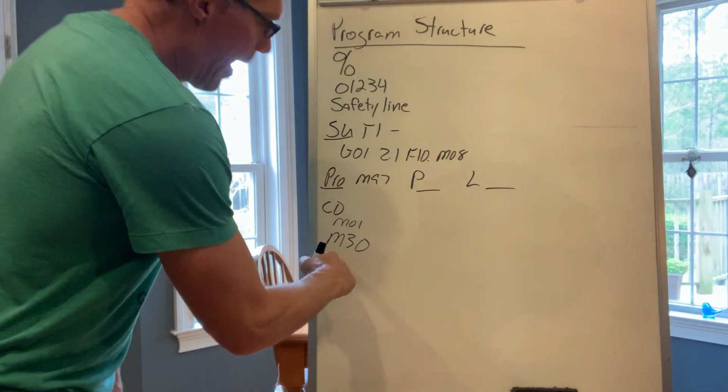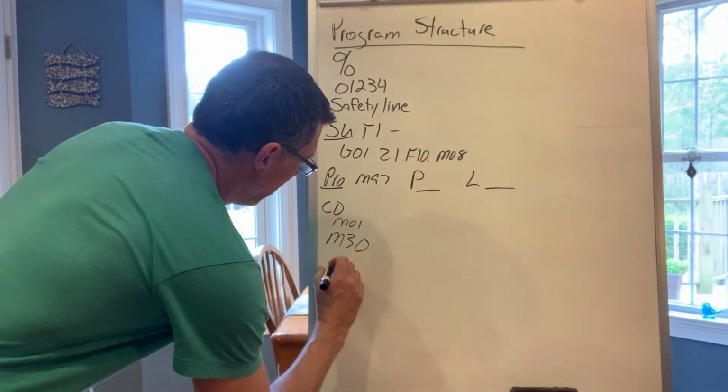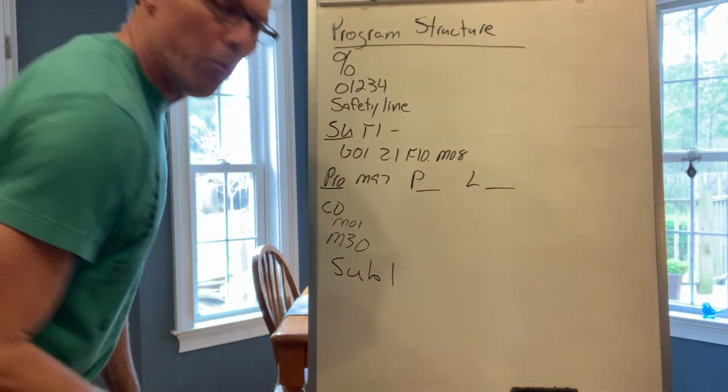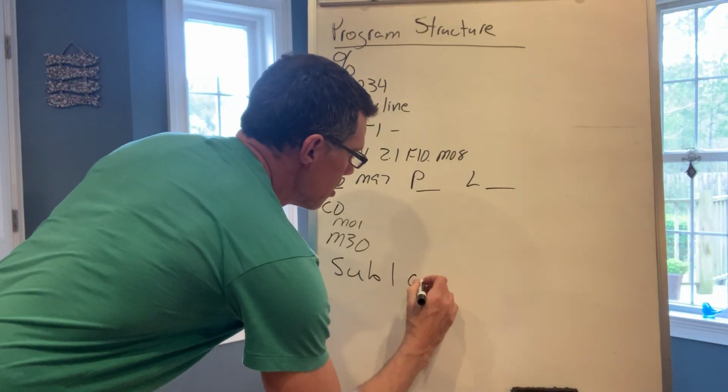Now, down here, after your M30, this is where your subs are. I'm going to say sub 1, which could be my contour.